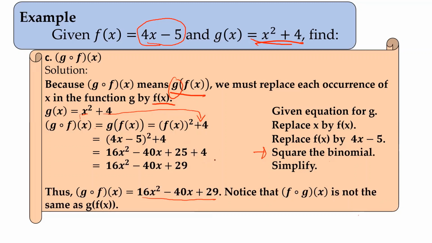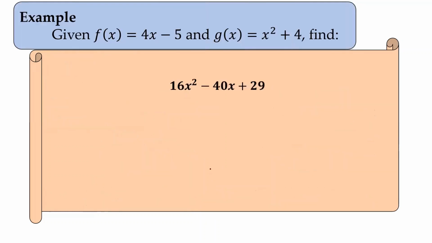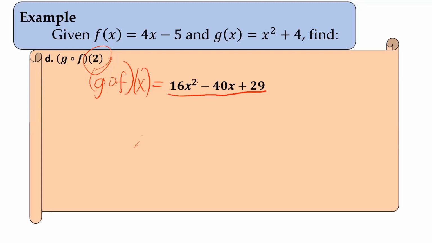Alright? So, we have another one when we are asked to evaluate given the result from here. So, the result is 16x squared minus 40x plus 29. So, what if we are asked to evaluate if still the x is positive 2? What if yung x daw is positive 2? From the previous one here, we have the g composed of f of x is equal to, ito yung kanina, 16x squared minus 40x plus 29. Therefore, we will substitute already the value of 2 for x.